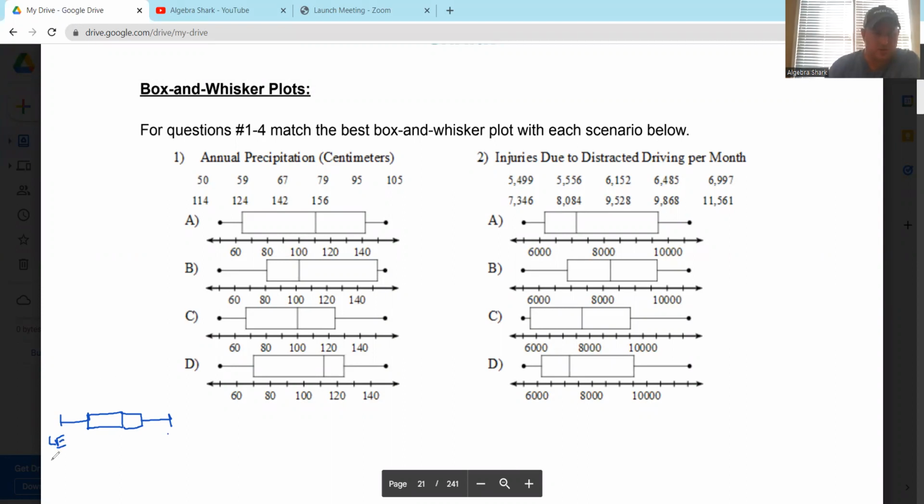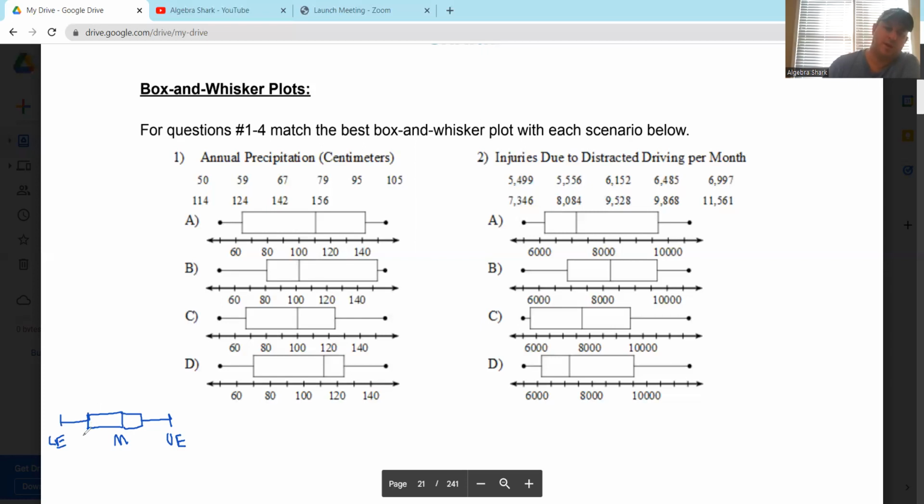So you have the lower extreme, that's going to be the smallest number in the set. And then you have the upper extreme, which is the largest number in the set. And then you have the line in the middle of the box. That's our median, guys. So the median is when you line up the numbers from least to greatest and you pick the middle one. If it happens to be two middle numbers, you would take the average of them.